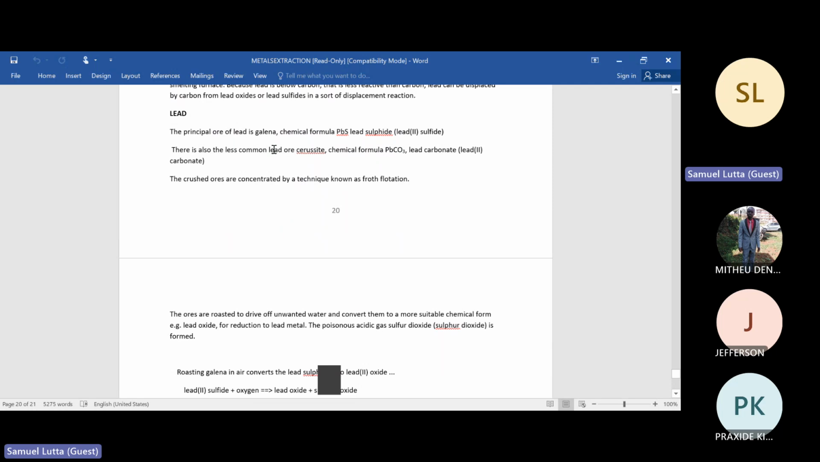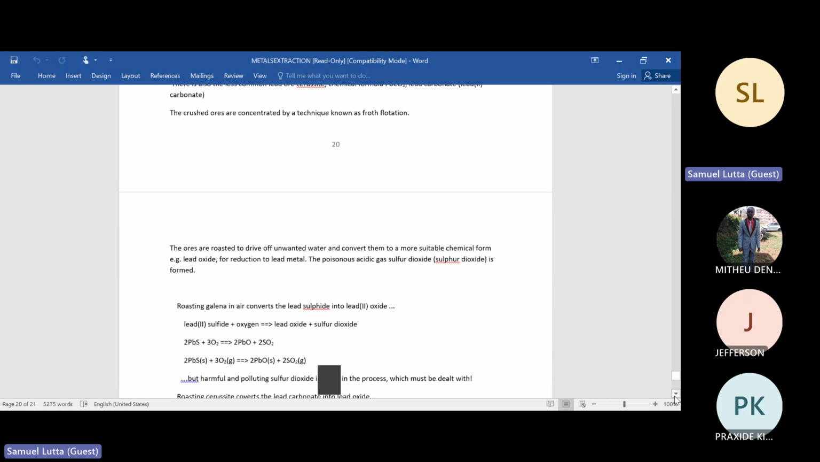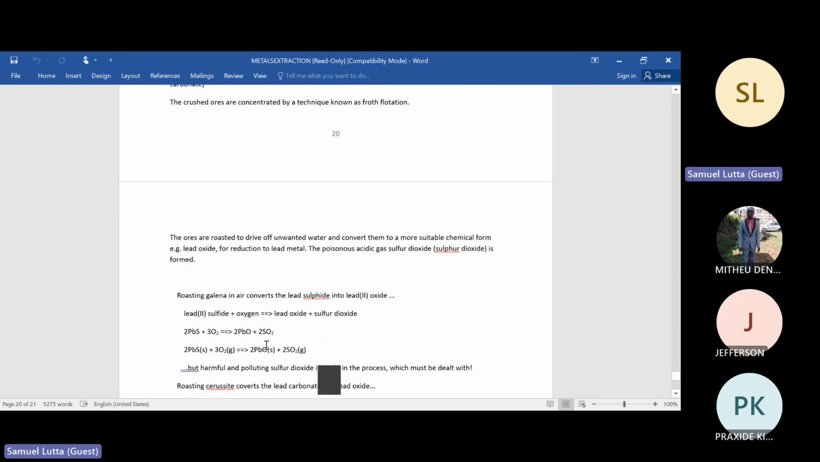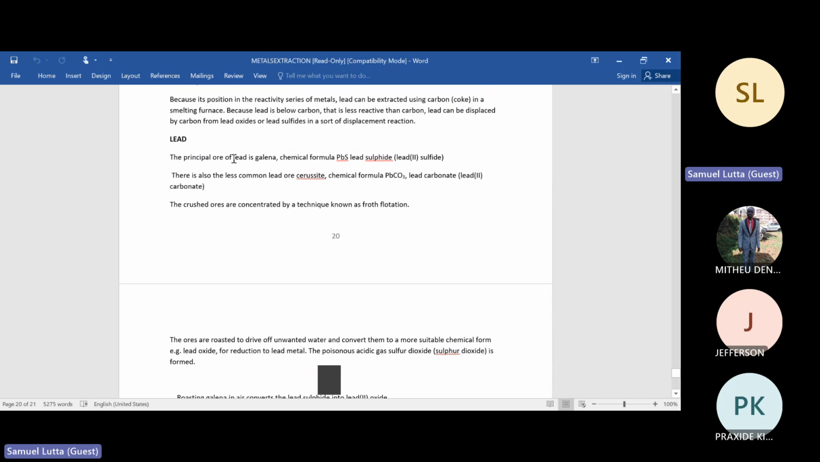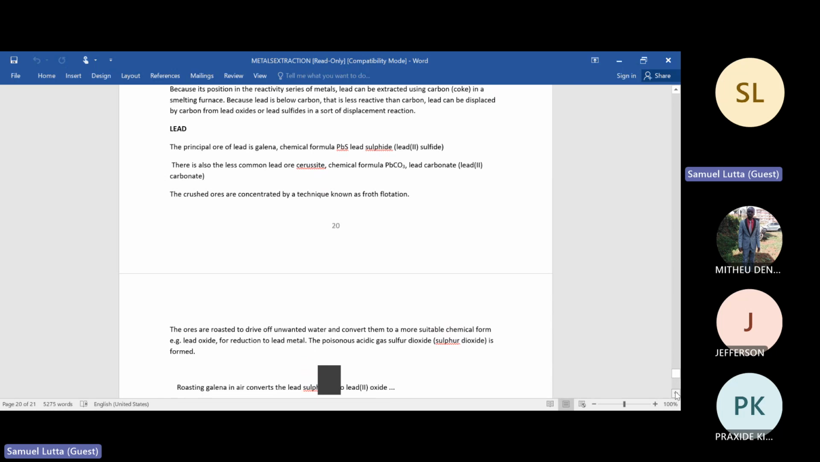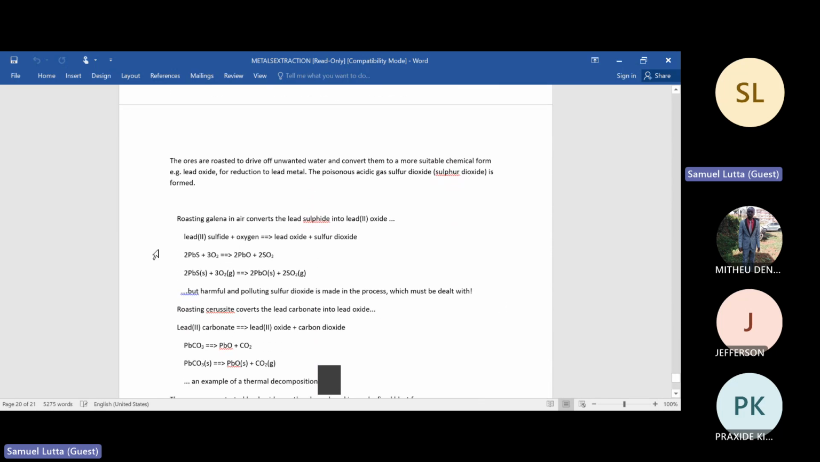poisonous. So lead exists as lead sulfide, and also lead carbonate, what we refer to as cerussite. And again, for the conversion purposes, they are heated in oxygen to form lead oxide. So galena, which is lead sulfide, or the carbonate, which is cerussite, are heated in oxygen to form the metal oxides.